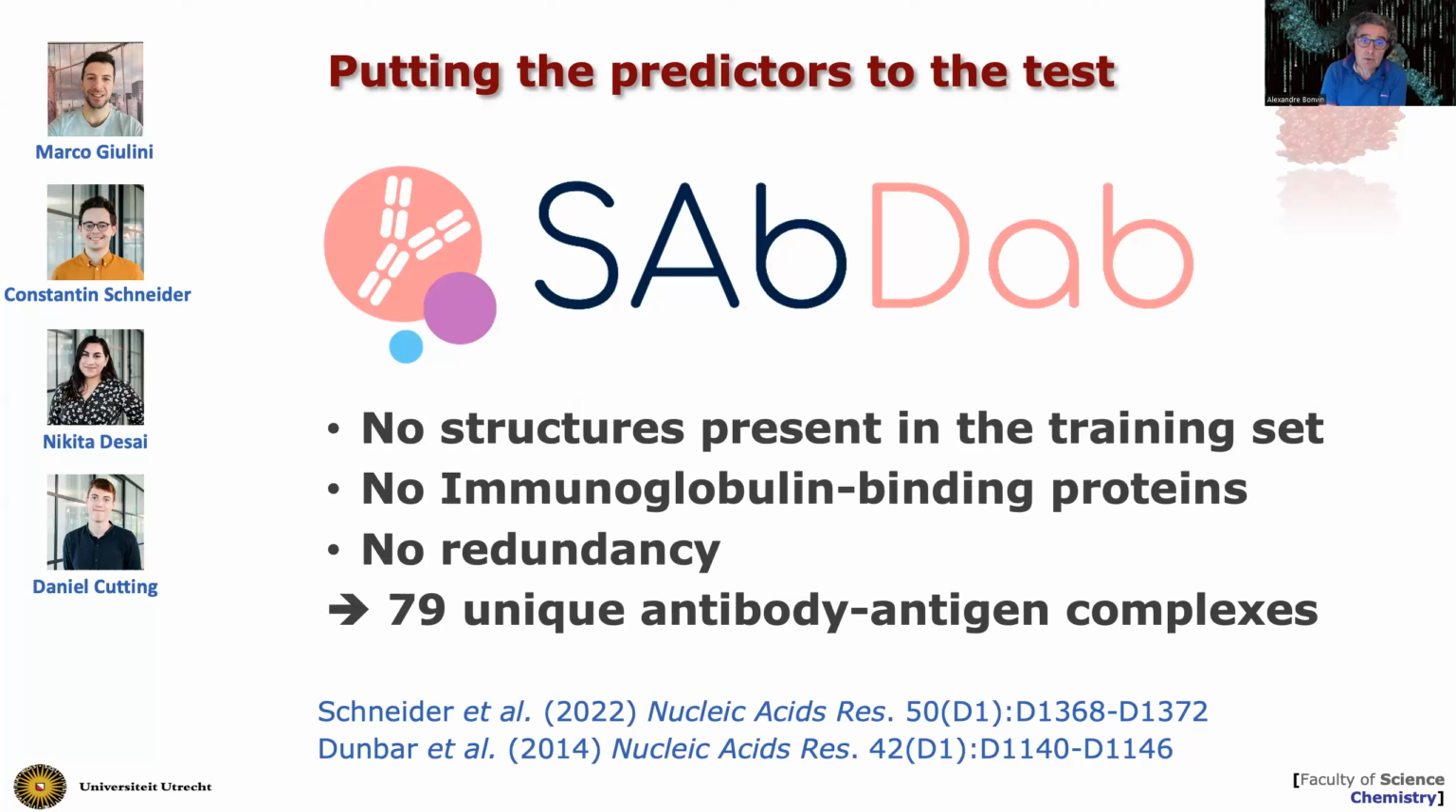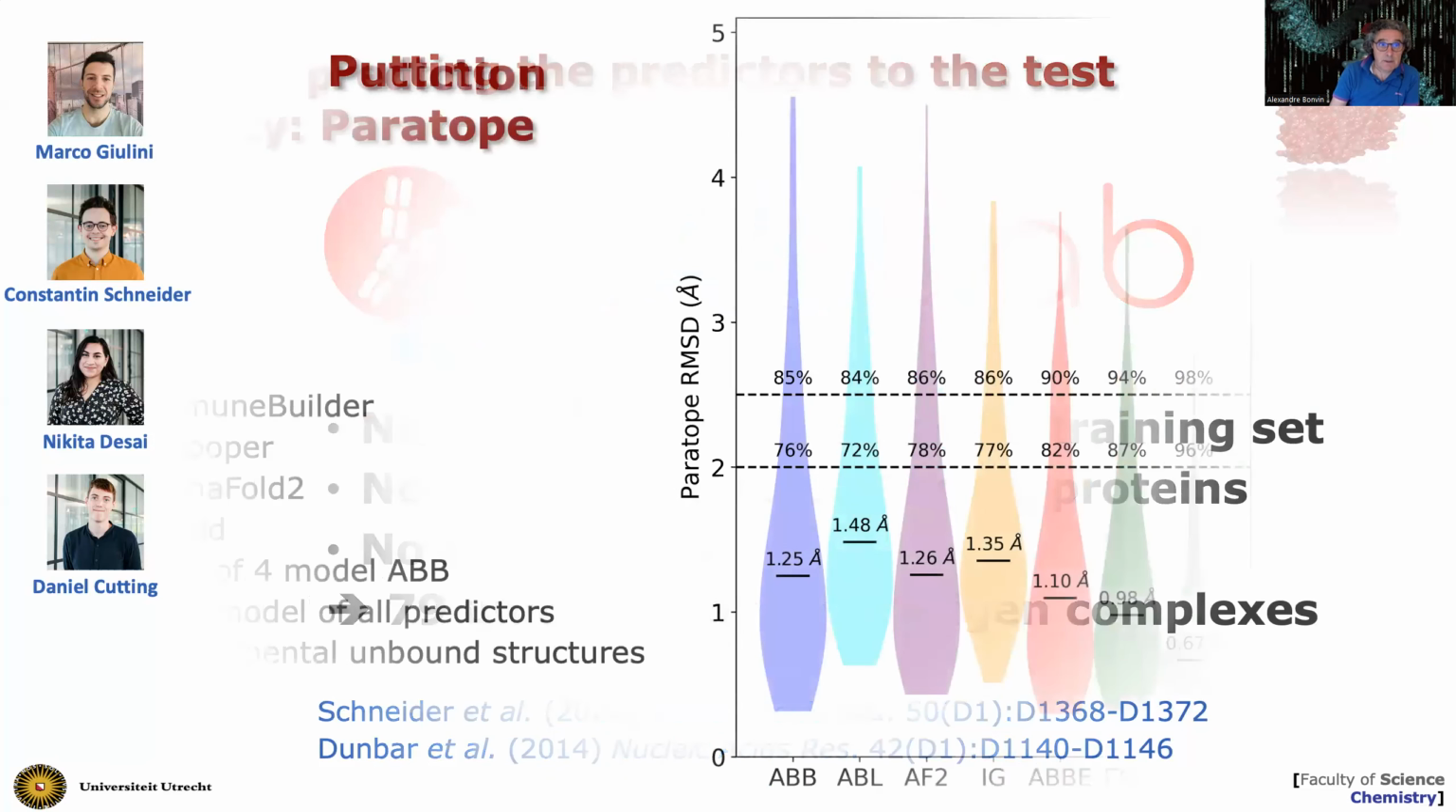So we made sure that no structure was present in the training set of any of the methods that we are testing. For that, we checked the sequence identity, not only of the entire sequence, but also of the hypervariable loops of the antibodies, because these are the ones where the binding takes place. So we came up with about 70 unique antibody-antigen complexes, which we could use as a really independent test of the methodology that we are developing.